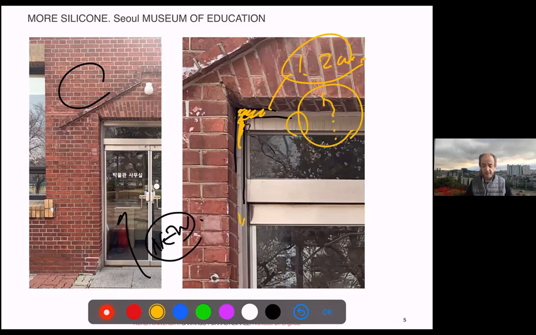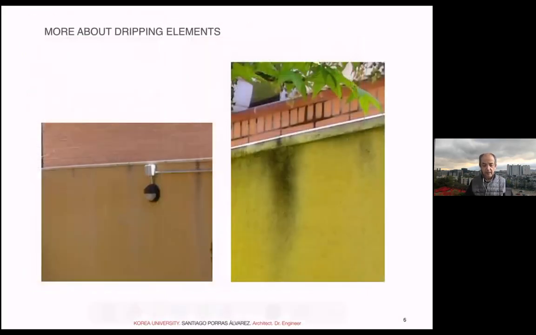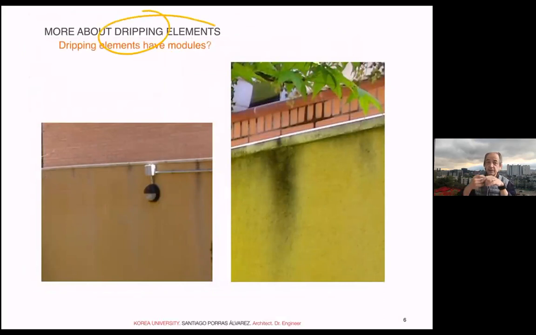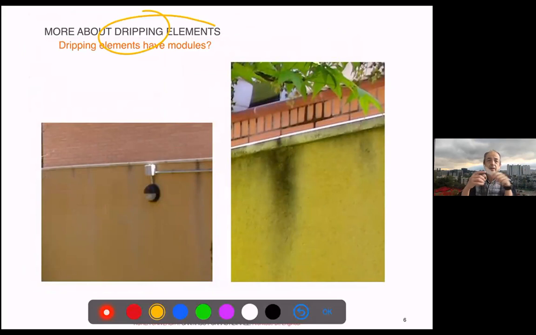creating a problem. Look back into the details we saw on how windows can be attached to the fabric, to the building. And surely the original doors were done with much more care than here. There was some question about the dripping elements. So some students asked about having modules in the drippers.